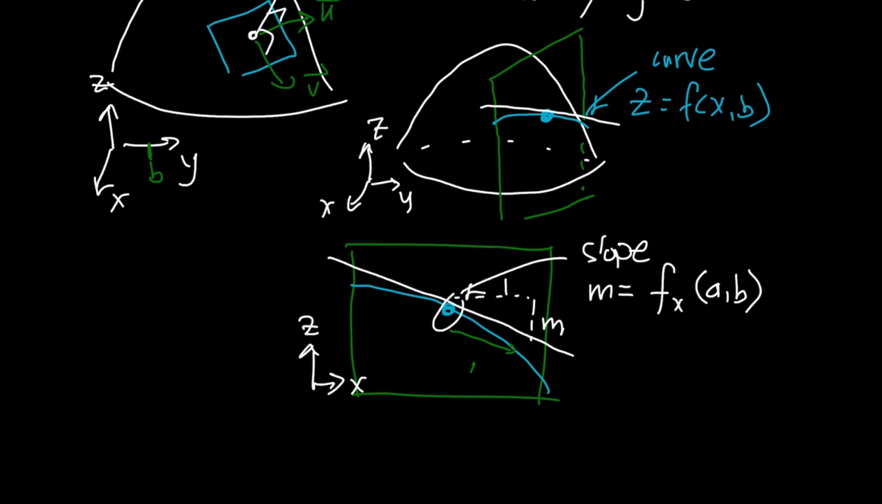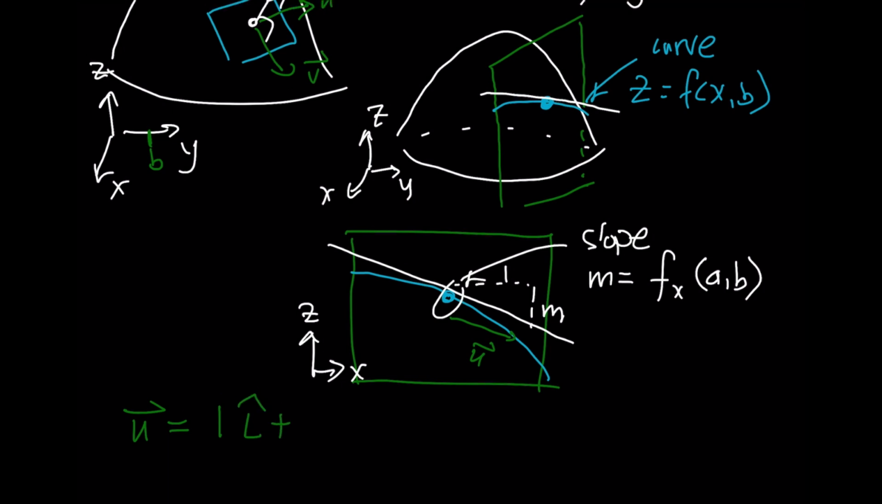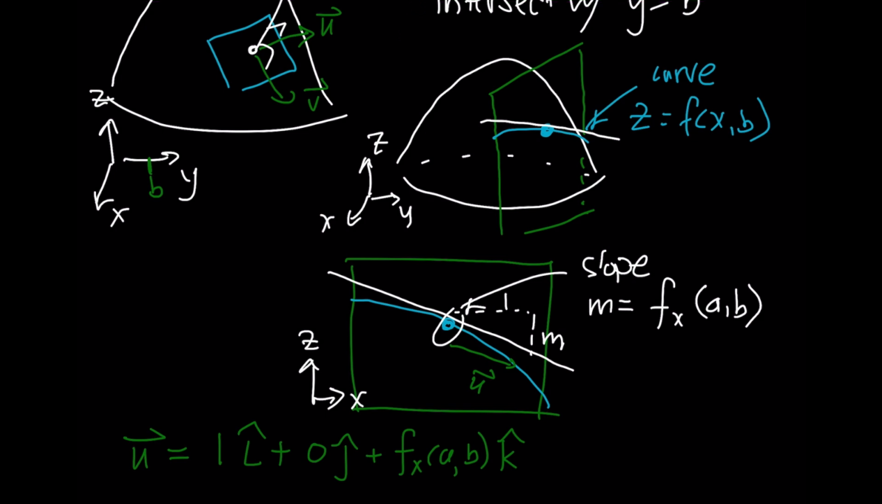So u is the vector that says if you move over 1 unit in the x direction, because you are in the plane y equals b, there's going to be no change in the y direction. And then the change in the z direction, the change in the height, is just given by the slope of that curve. So that's the value of the partial derivative at a, b. So what we have done is now found one of the vectors in the tangent plane.